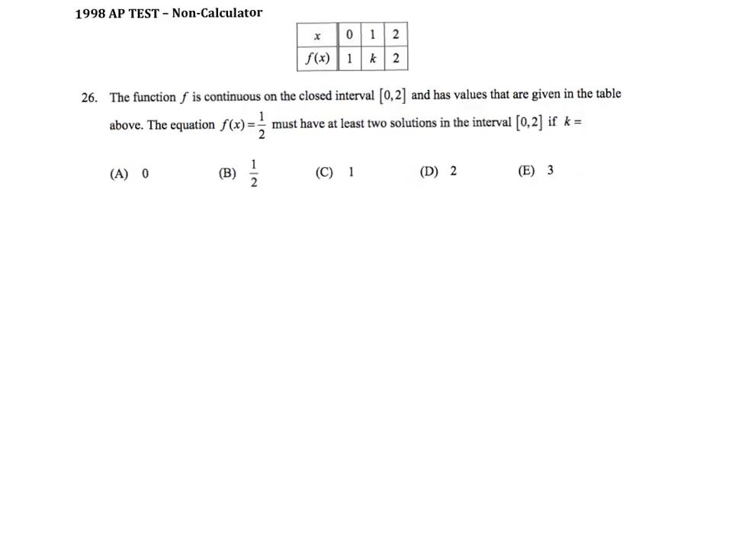Okay, on 26, again, I love a picture. I'm going to go plot what they told me. We've got the point 0, 1, and we've got the point 2, 2, and then we've got the point 1, I'm not sure. It says the function f is continuous, has values given in the table. The equation f of x equals a half would look like this. That's the line y equals a half. I could just draw it in for you.